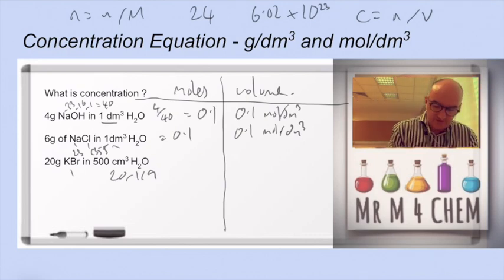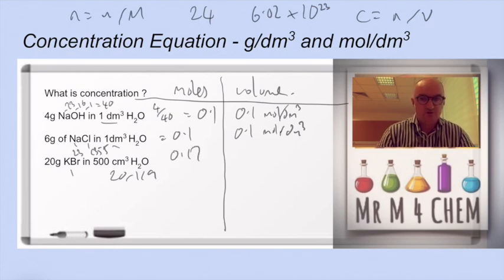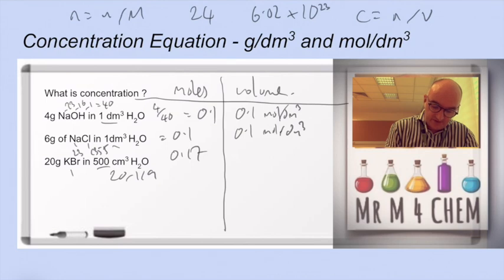But that's in 500 cm cubed, and we don't measure concentration in moles per 500 cm cubed. It's moles per cubic decimeter, which is twice the volume. Okay, so I've got 20 in 500. It's going to be half of that in 1 litre, isn't it? So it's going to be 0.085 moles per decimeter cubed.